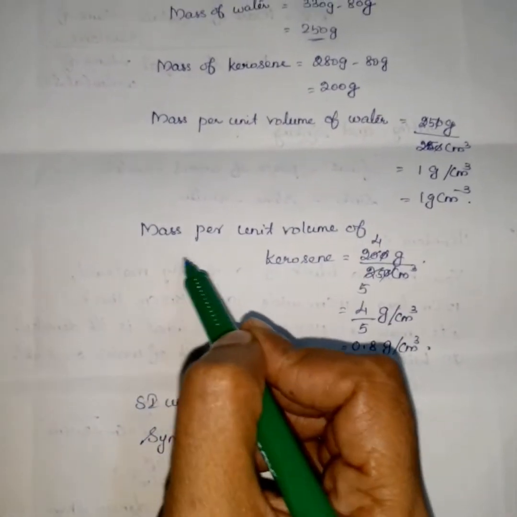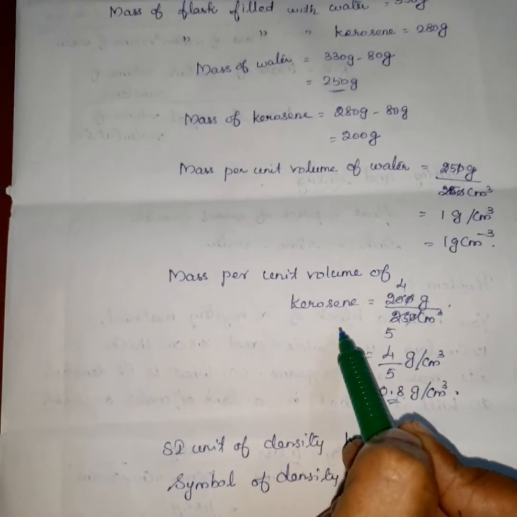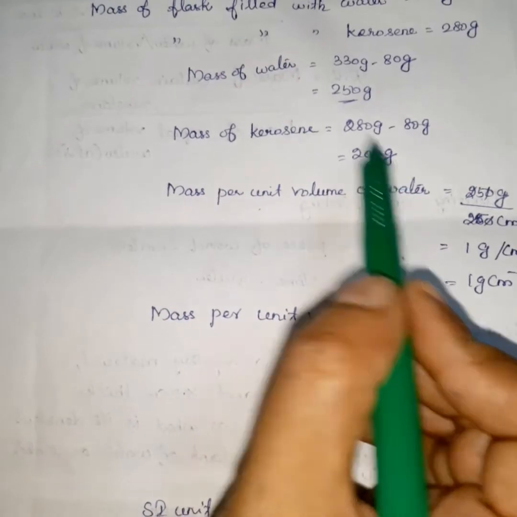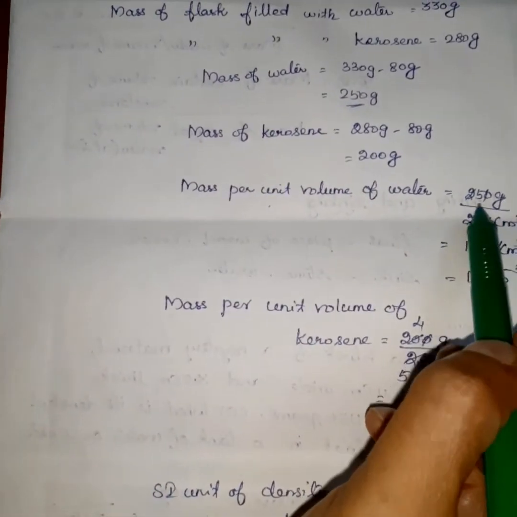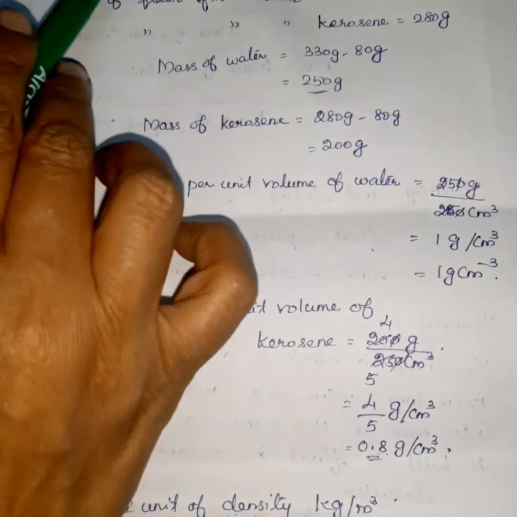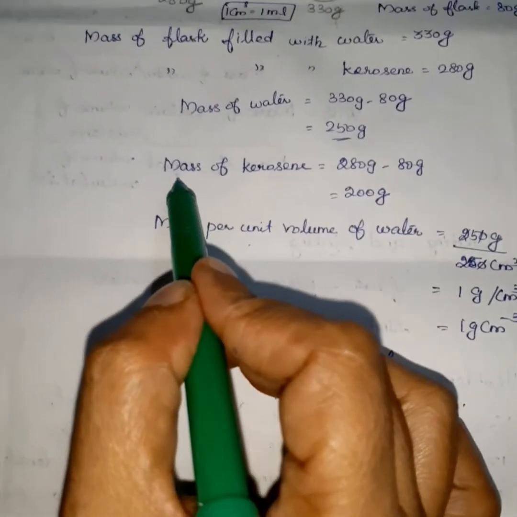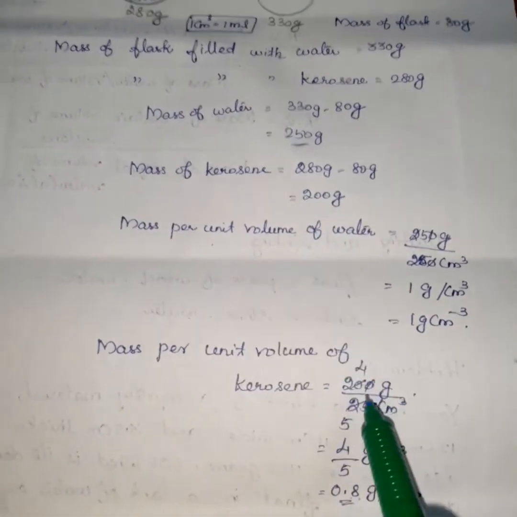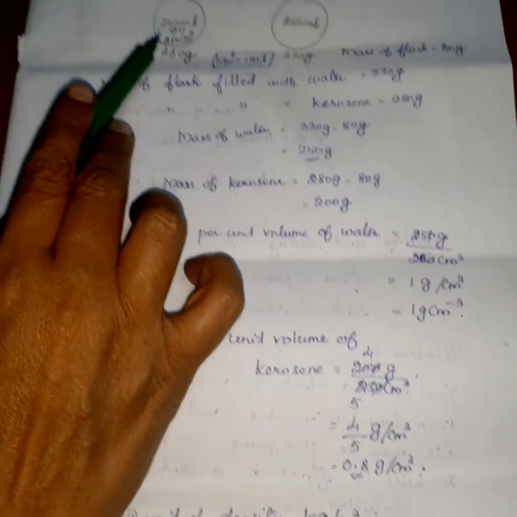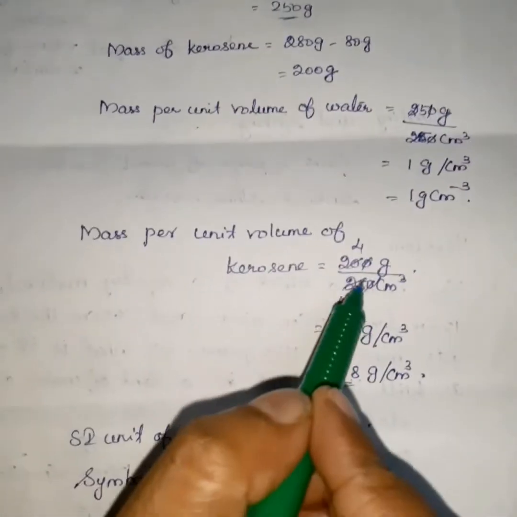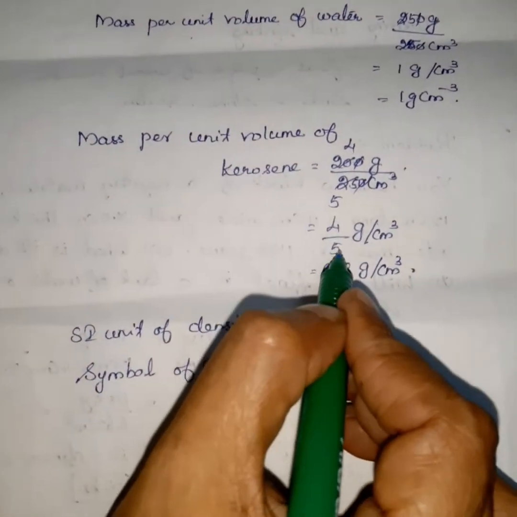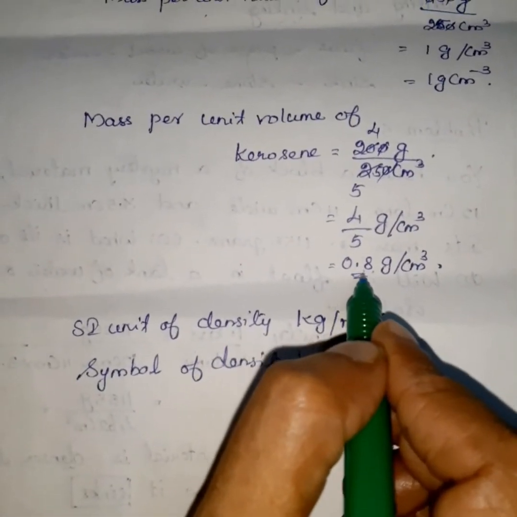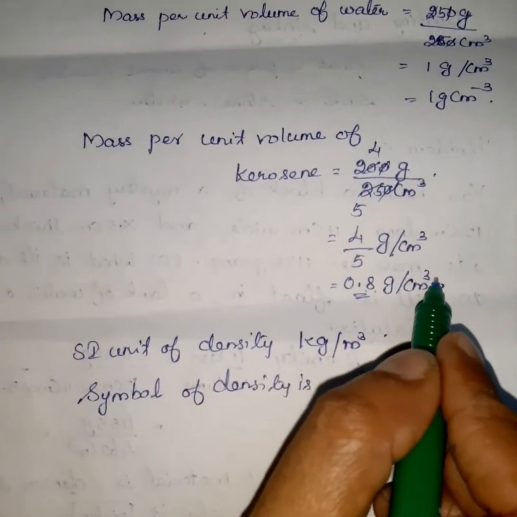We calculate the mass per unit volume of kerosene. Here the mass of the kerosene is 200 gram. So 200 divided by 250 centimeter cube. Okay. Now you cancel it. We are getting the answer 4 by 5 gram per centimeter cube. Now you calculate the value: 0.8 gram per centimeter cube.